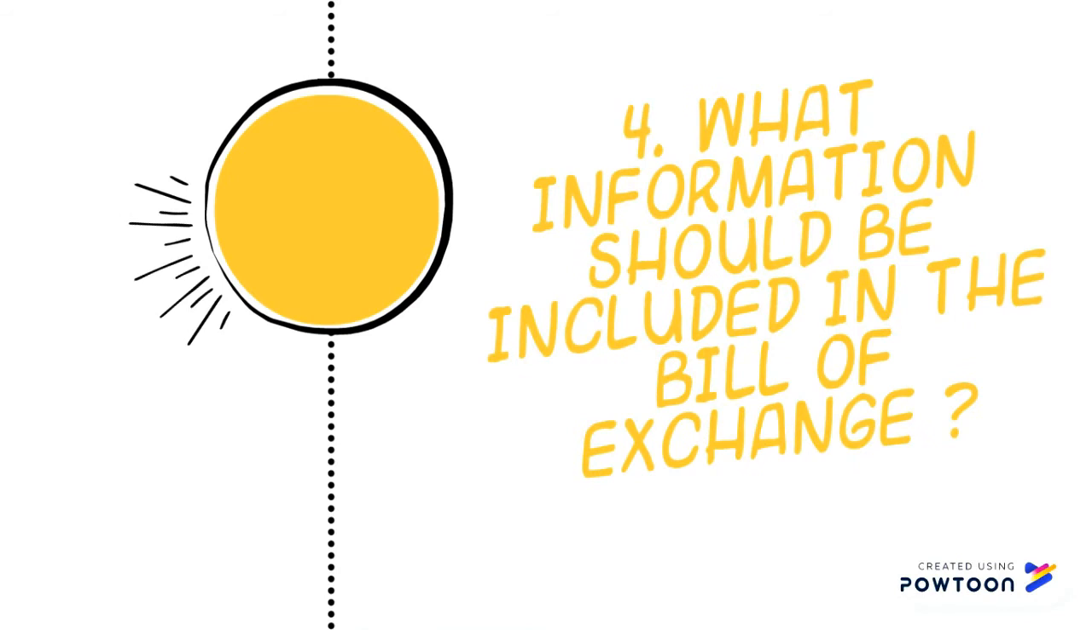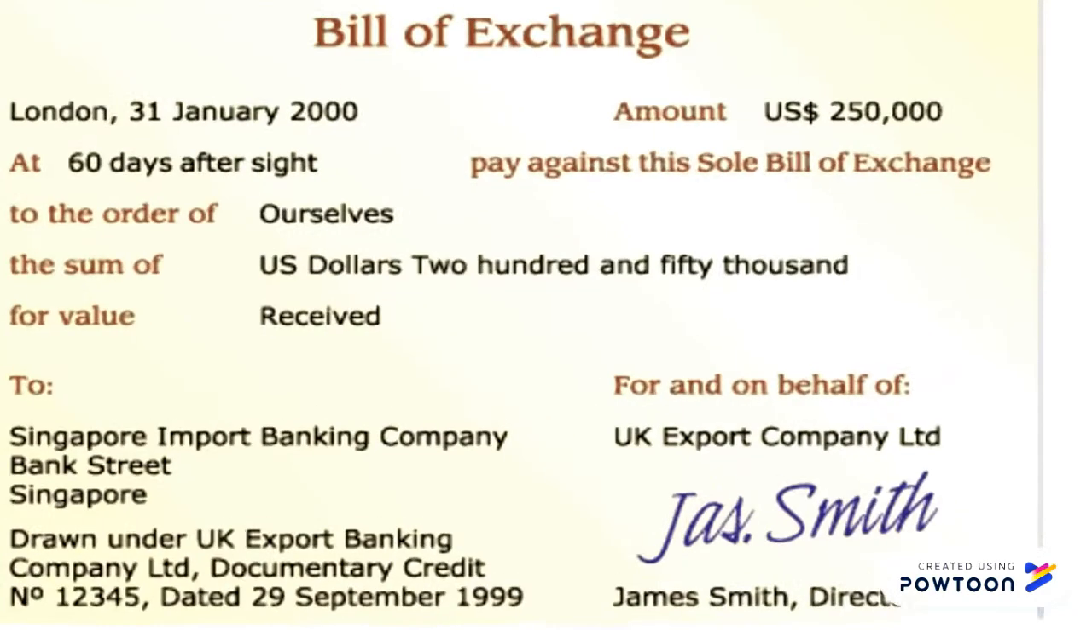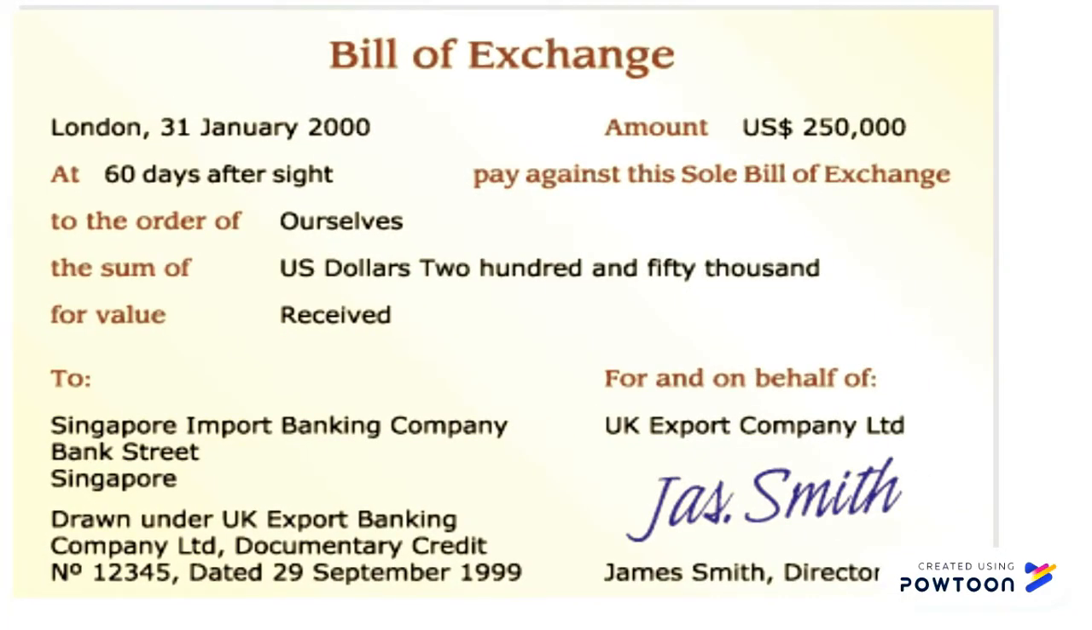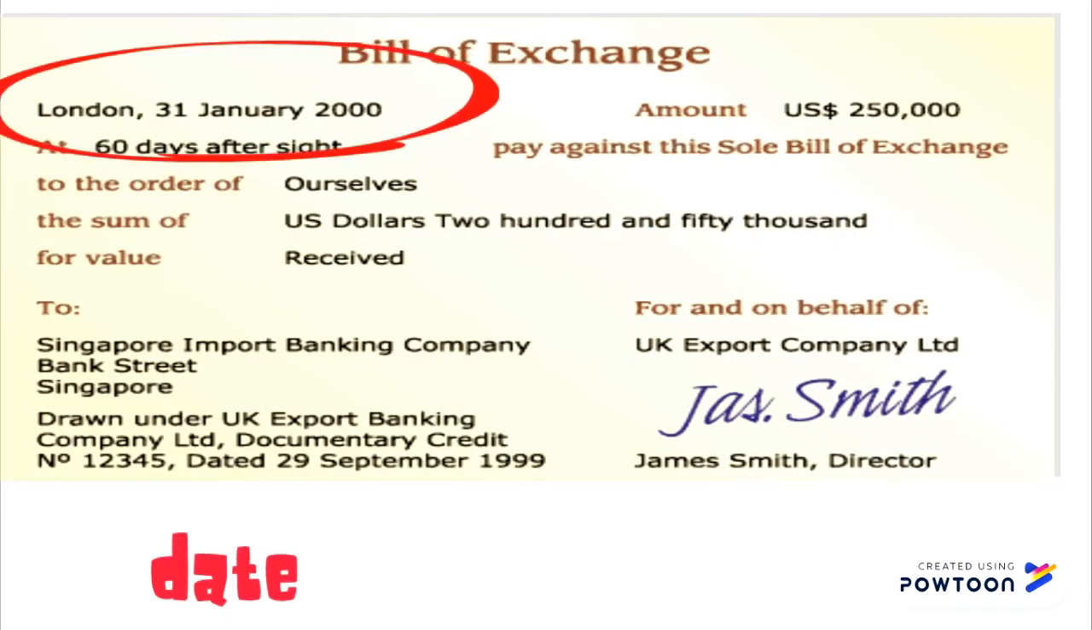What information should be included in the bill of exchange? A bill of exchange normally includes the following main information. The first is date. The date on which the bill is drawn should be written on the top right corner of the bill. This aspect is very important to determine the maturity date of the bill.